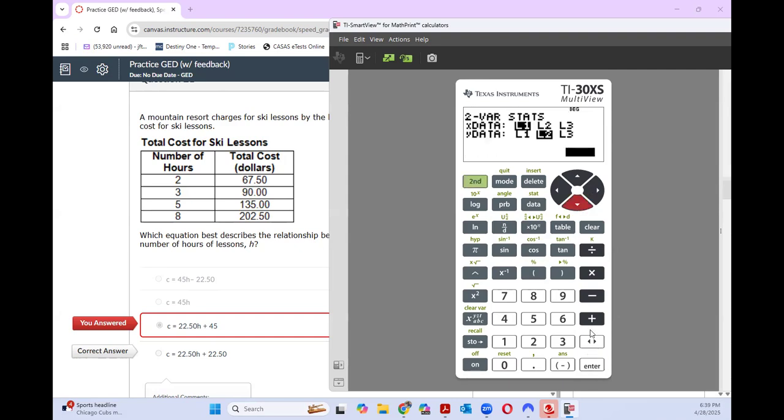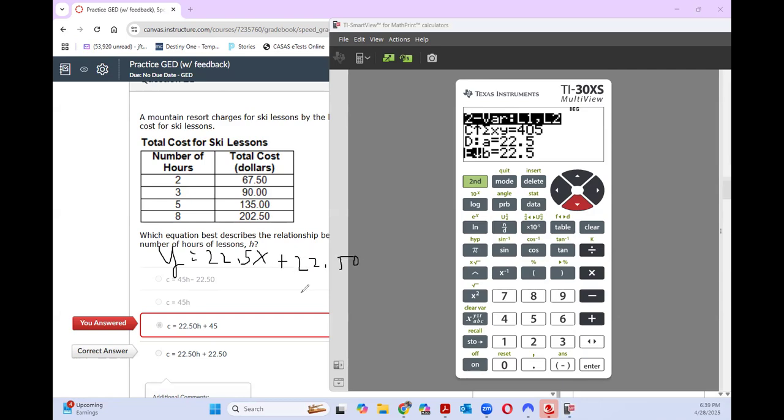Look for your A and your B, for your slope and your y-intercept, because they're asking you for the equation of the line. Both answers are 22.5. So y equals 22.5x plus 22.5.